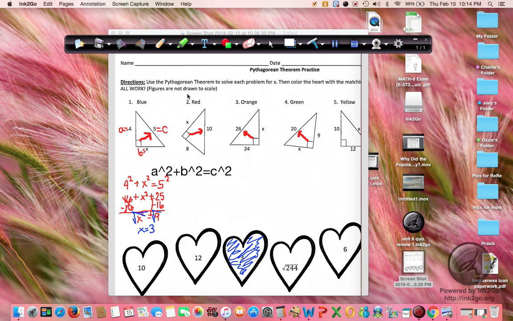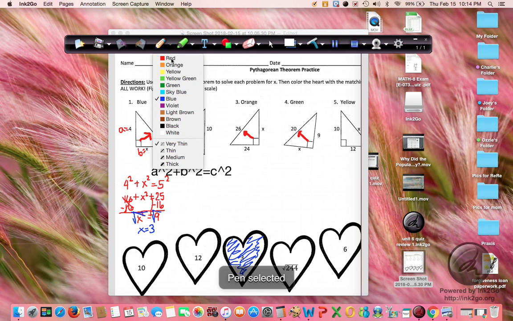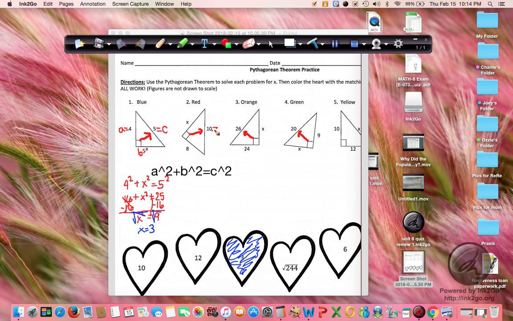Okay, we're back. Number 2. Again, we've drawn our arrow. We did that before, and our arrow points to the 10. So we automatically are going to make the 10 C. The very first thing you label is the C. Then you can go back and make A and B. So this time I'm going to make A equal X and B is going to equal 8.